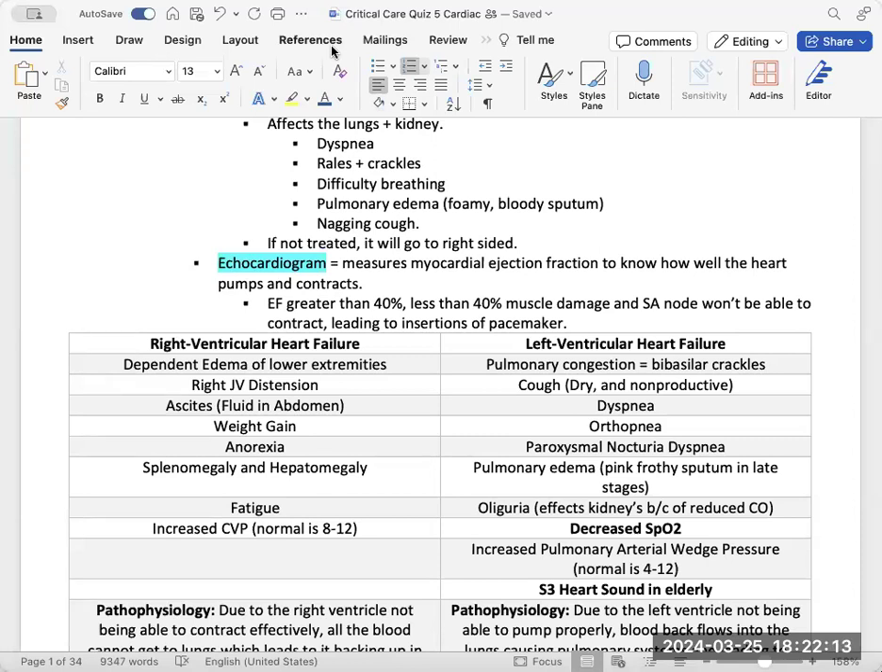And additionally, when the ejection fraction is low, the SA node won't really be able to contract properly, which means there's a conduction problem. That's why patients who have heart failure also could have atrial fibrillation, because of the problems with the conduction system.